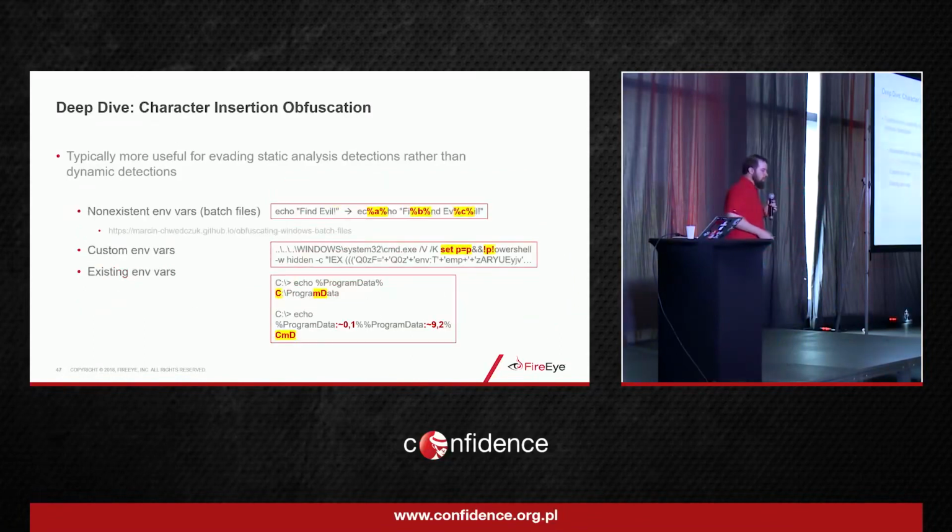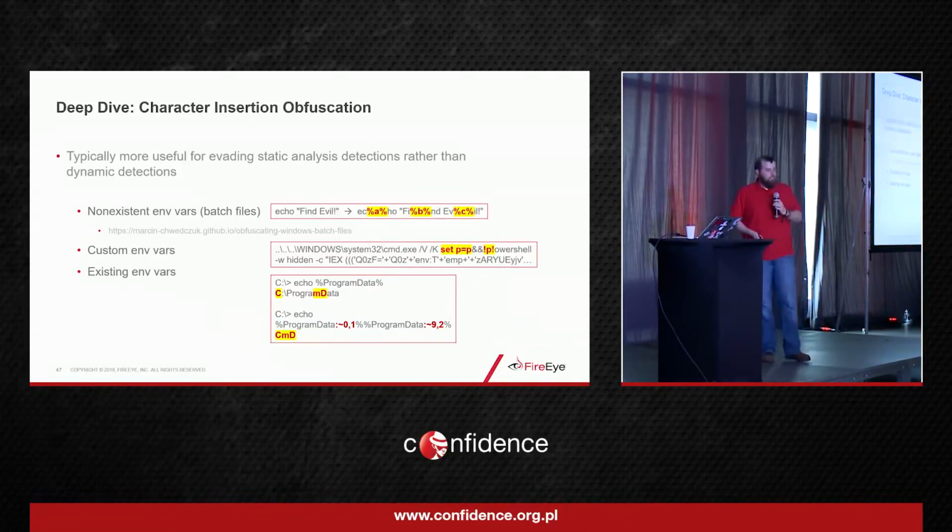This non-existent environment variables technique is from an old blog post from several years ago, not mine. In a batch file, this doesn't work on the command line, but in a batch file, you can basically put non-existent, like dummy variables all over the place, and they'll just be resolved to nothing when the batch file actually runs. On the command line, they won't resolve, and you'll just have %A% breaking your command.